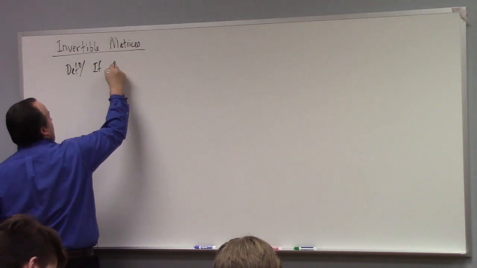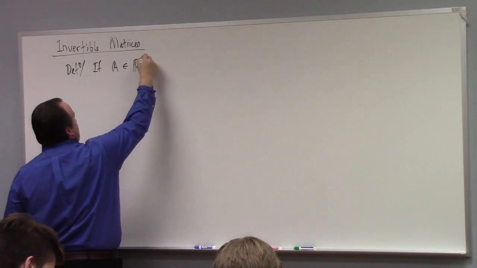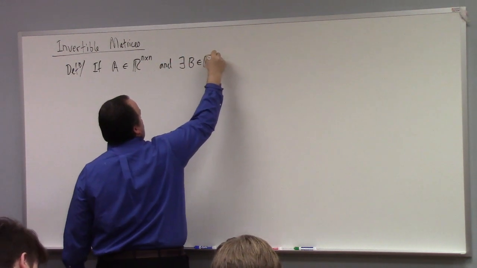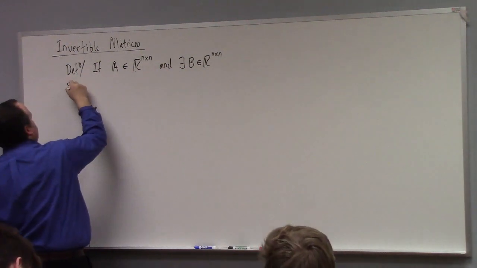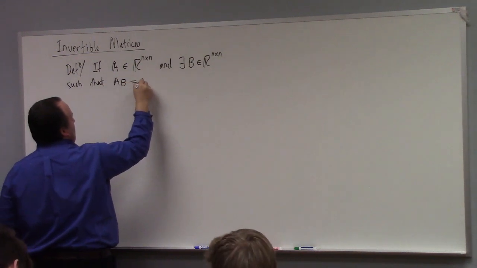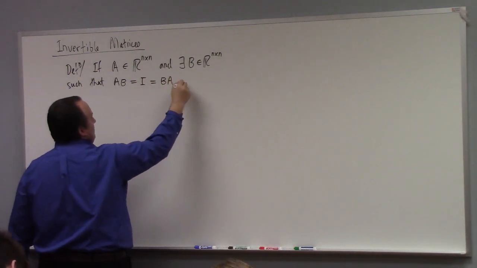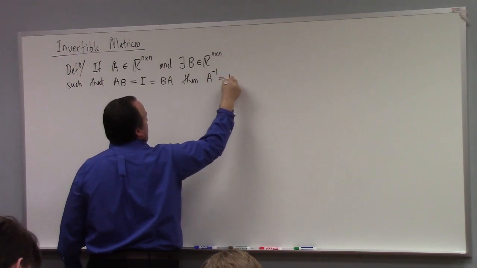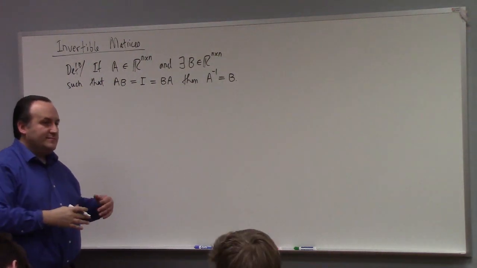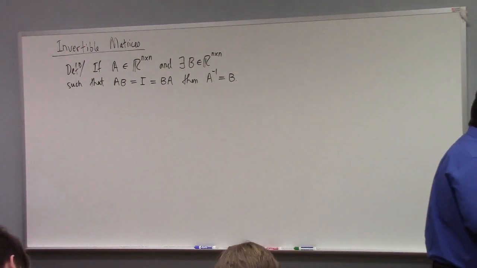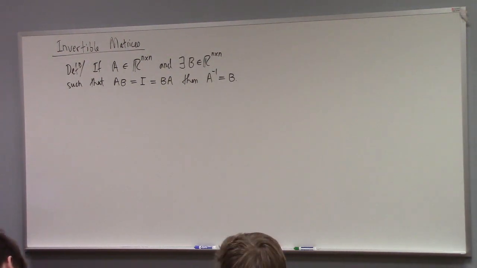If A is a square matrix, an n by n matrix, and there exists B, another square matrix, such that AB is equal to I, which is also equal to BA, then A inverse is equal to B. All right. We do not ever write 1 over A here. This is not something people talk about, because we don't want to confuse people and make them think that it's actually division by a number. It's not. This is the multiplicative inverse.